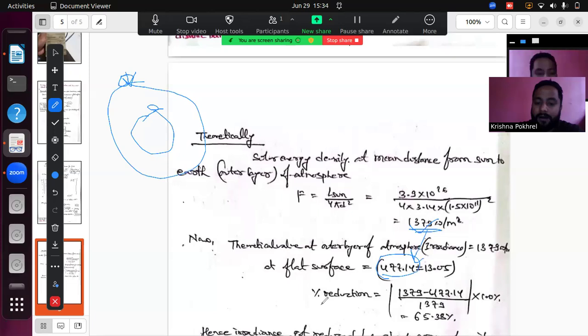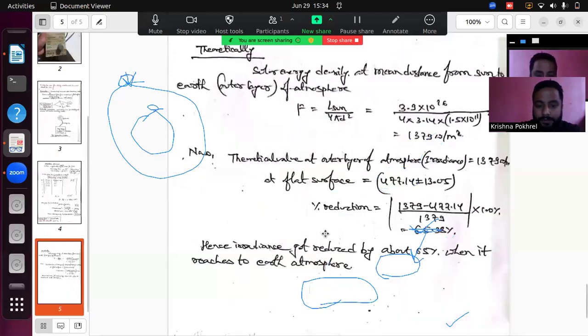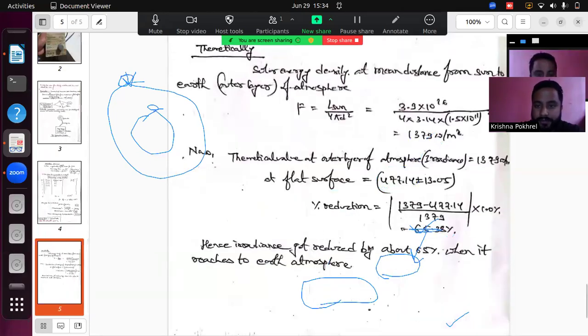That means by how much the value gets reduced. The percentage of reduction is 65.38%. Hence, irradiance got reduced by about 65% when it reaches the Earth's surface through the atmosphere. We have got this conclusion, and finally our experiment is over.